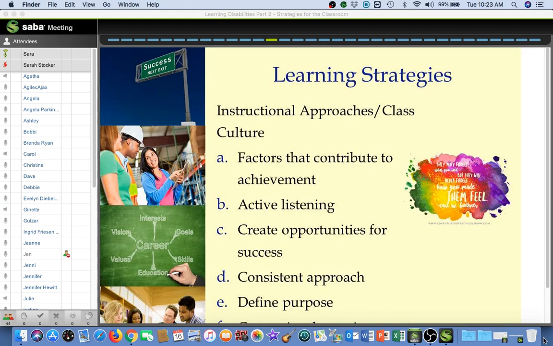So these approaches around class culture, and things that you can do as instructors or even workshop facilitators, maybe coming from employment services, and even down to one-to-one interactions, could benefit all learners or all clients. But for learners with learning challenges, these things become quite critical to their success.